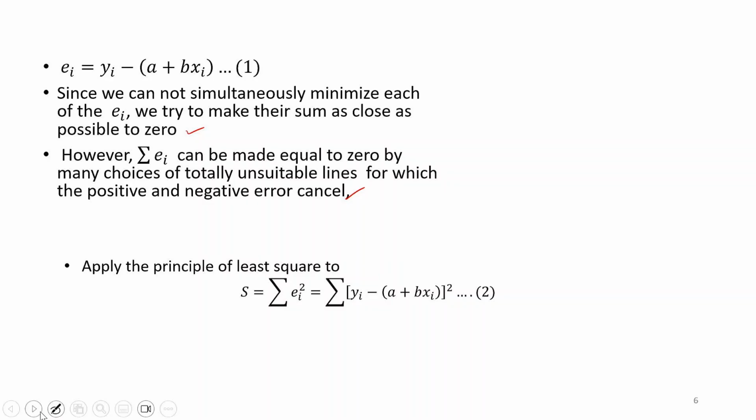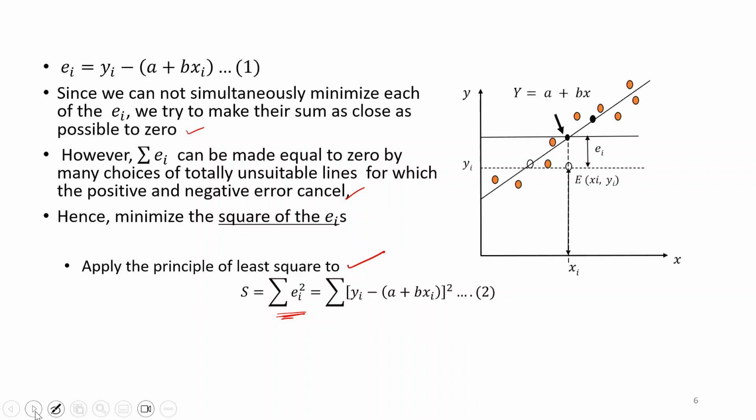So what we do, we apply the principle of least square, which says that sigma ei squared needs to be minimized, not ei. Because ei values could be positive and also could be negative, depending upon whether the point appears above the regression line or below the line. If I add them together, it still may give a value 0. So the best possible solution is that we try to make sigma ei squared close to 0.